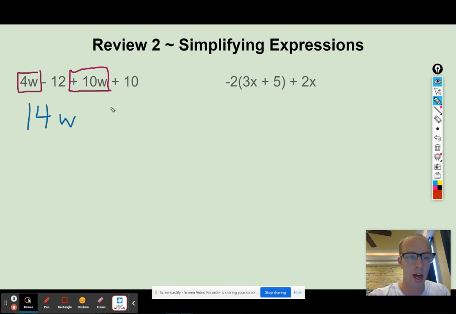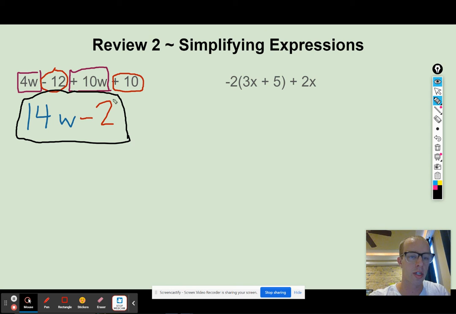And then I have some more like terms. I have a negative 12 and a positive 10. These are like terms because neither of them have a variable. They're just plain numbers. I can combine those together. A negative 12 and a positive 10. If I stand at negative 12 on a number line and I walk forward 10 spots, I will end up at negative 2. So this simplifies to 14w minus 2. Okay, this is a simpler version of this expression. They're the same thing. This is just a more simple version.